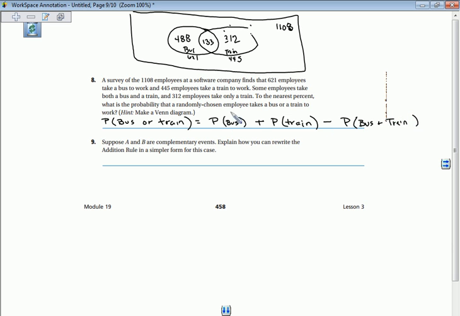So how many people total took the bus? 621. How many people total took the train? 445. Minus how many did both? 133. And that gives us 933 out of the 1,108. Wow, that was quick.